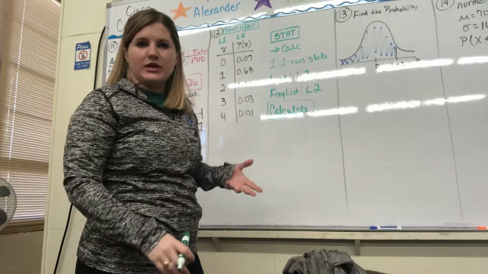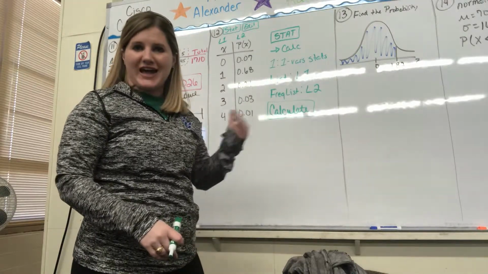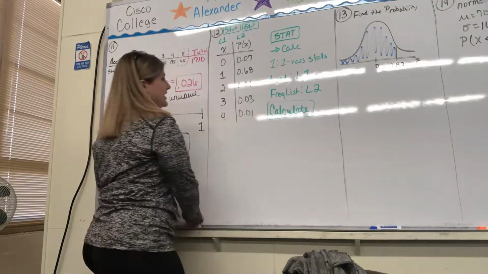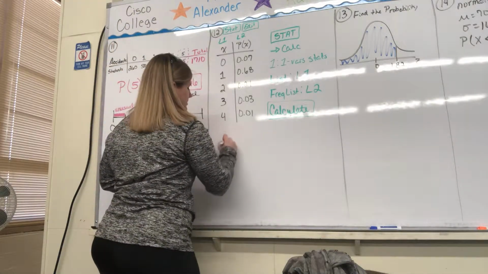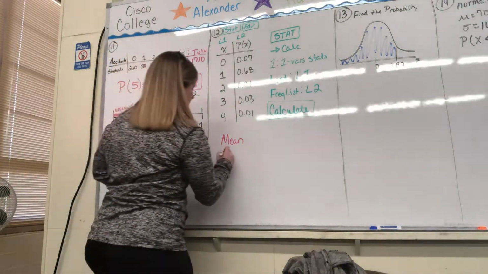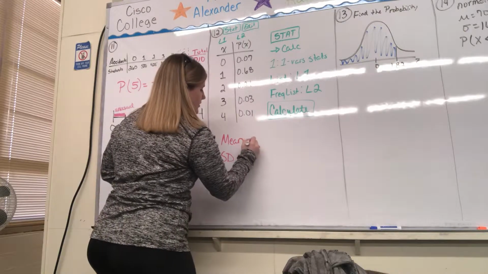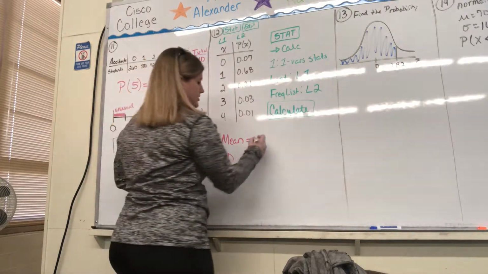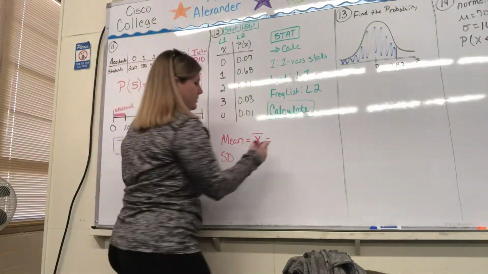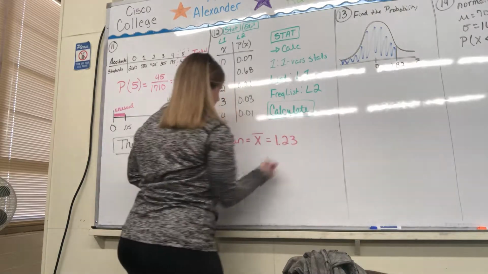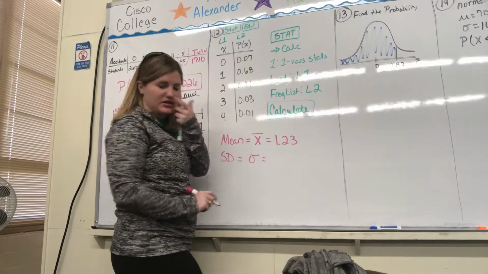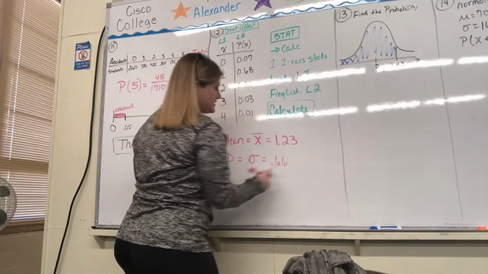Okay, so once we press enter, you'll get your list of data sets that it gives you. And the two things that we are looking for, this question asks us to find the mean and the standard deviation. I'm just going to put SD up here. So the mean on our calculators, remember, is always the X bar. So in this case, X bar is 1.23. And the standard deviation is our sigma. So the standard deviation is 0.66.